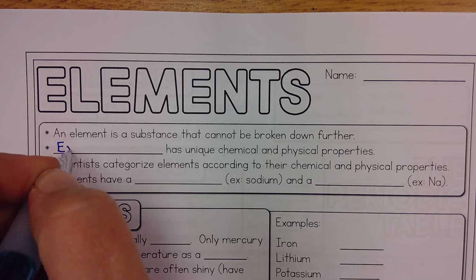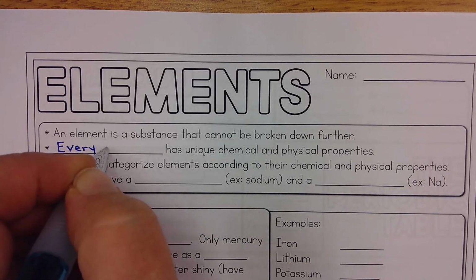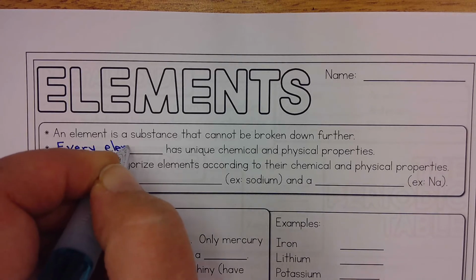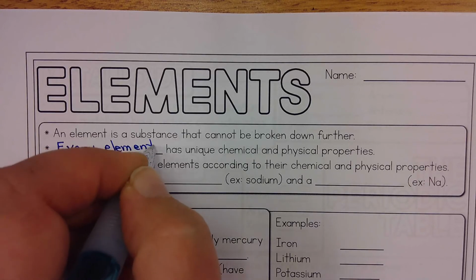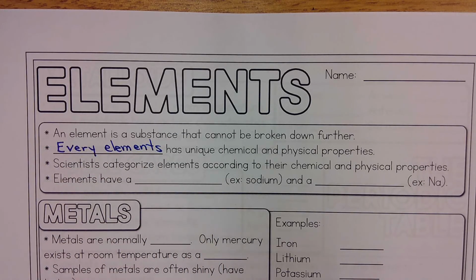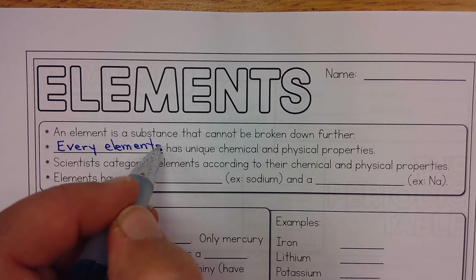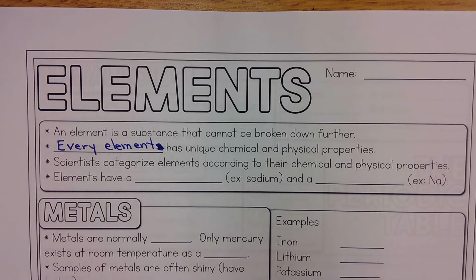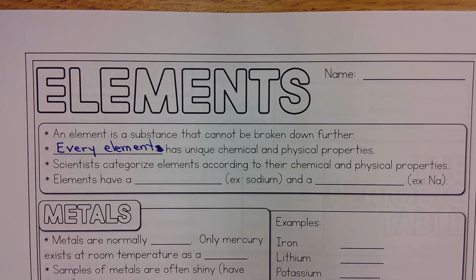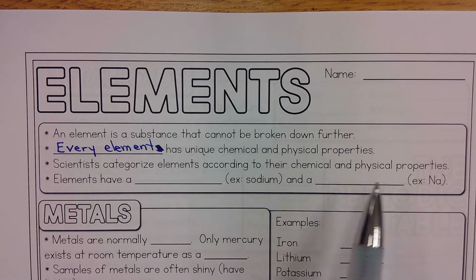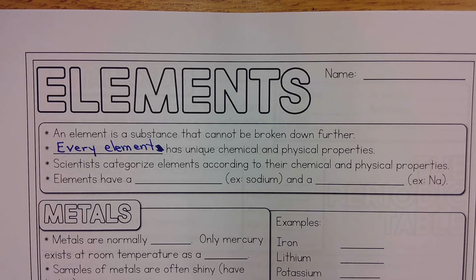Every element has unique chemical and physical properties. So every single one is different. Yet some of them have similarities, which is why they're grouped together. Put an S there, and I shouldn't have. Sorry. But everyone is unique. And they are categorized by their chemical and physical properties. And you'll see that as we go through how the different things are arranged.